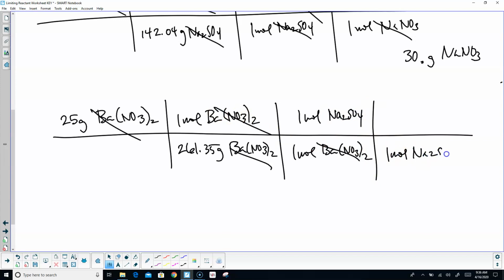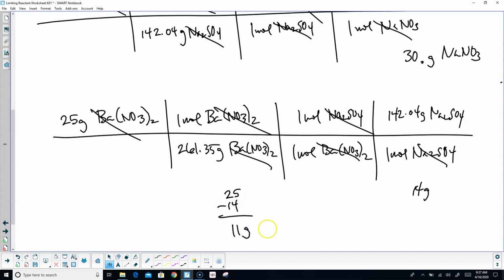Every mole of sodium sulfate has a mass of 142.04 grams. Moles cancel. 25 times 142 divided by 261. When you do so, you're going to find that that is 14, I believe. And so initially we said we had 25 minus the 14 that it needed to react. That means we have 11 grams of sodium sulfate in excess.